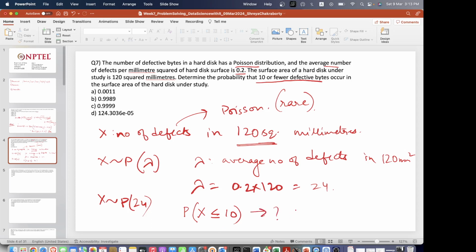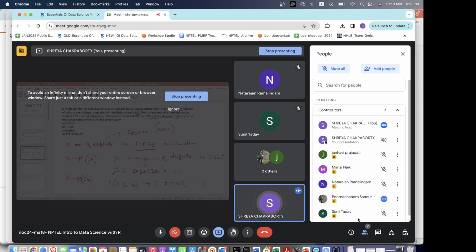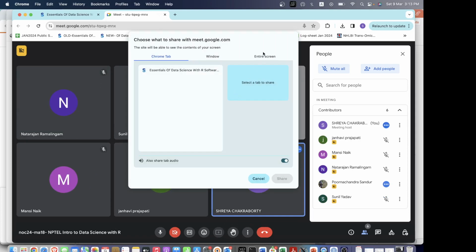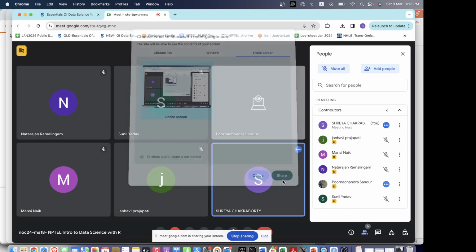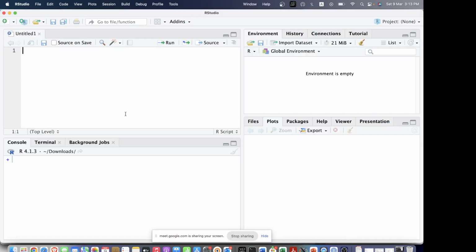Using R, you would have to give ppois and then enter the parameters. What were the parameters? Do you remember? Okay, can you see the R console here?